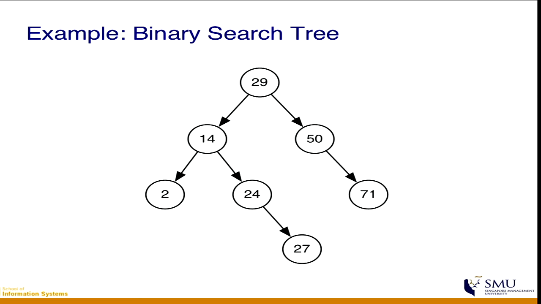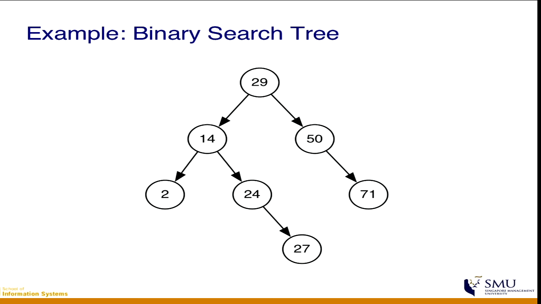So for example, what is the first midpoint? The first midpoint will be the root. So if you're looking for a particular number, you start from the root. For example, if you're looking for 27, you start from the root, 27 is not at the root, so then you need to decide whether to go to the left or to the right. In this case, we go to the left because 27 is smaller than 29, right? Then you go to the next midpoint, which is 14. 27 is larger than 14, so we go to the right. 27 is larger than 24, we go to the right. And there is 27. So every single time, we can cut down roughly half of the tree by deciding to go to the left or to the right.